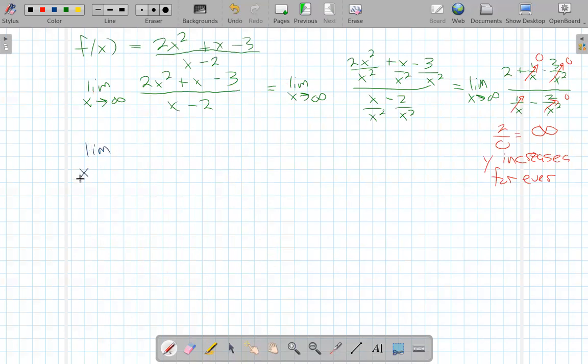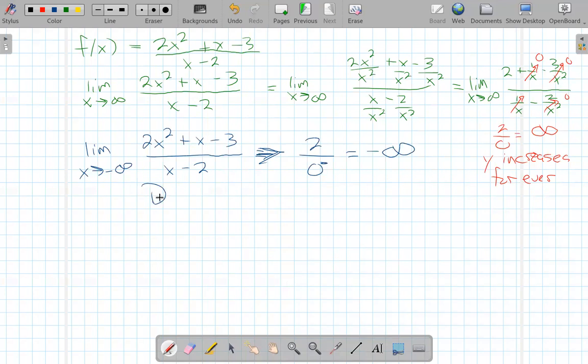What's the limit as x approaches negative infinity? 2x squared plus x minus 3 over x minus 2. Now, same idea as over here. The only catch is that since I have negative numbers here, I'm going to have negative numbers in the denominator down here and essentially 2 in the top. So in the limit, based on the analysis over here, this is going to go to 2 divided by very small negative numbers. So 0 on the left side, which is going to lead me to negative infinity. So that means on this side, y decreases forever.